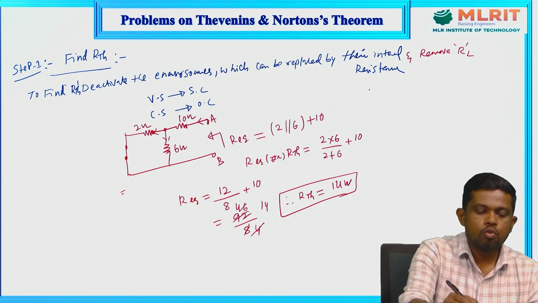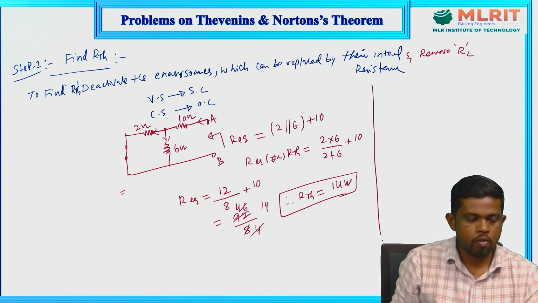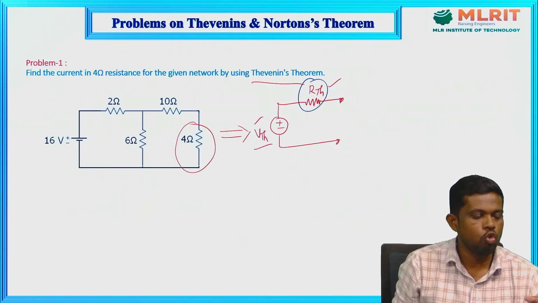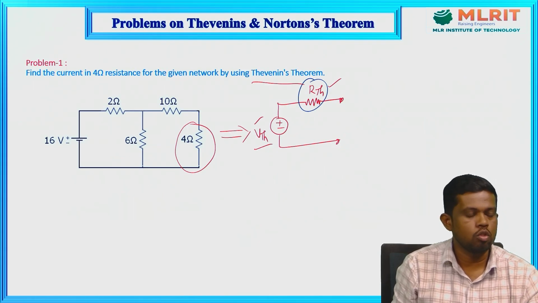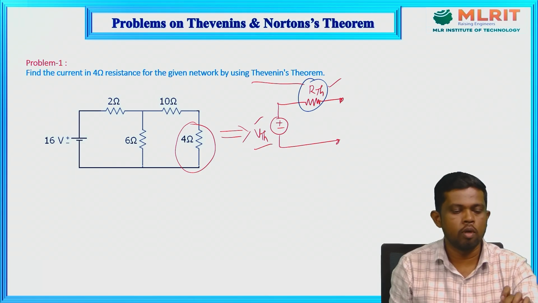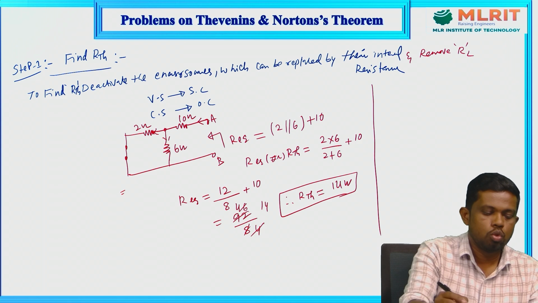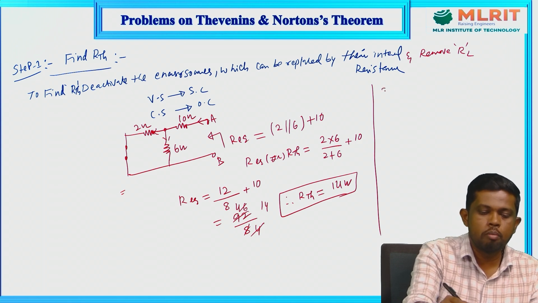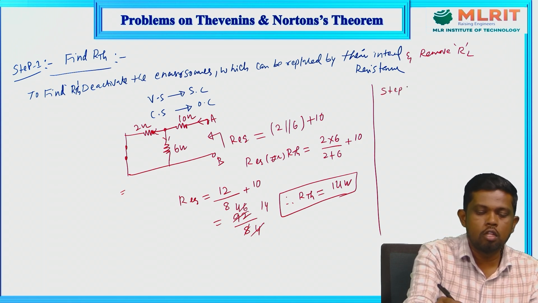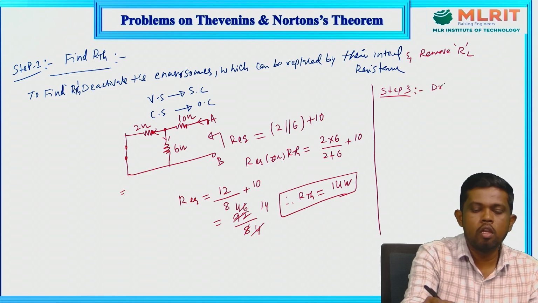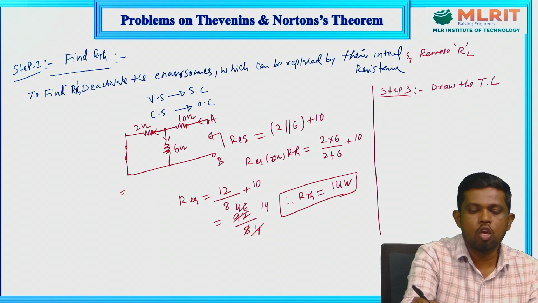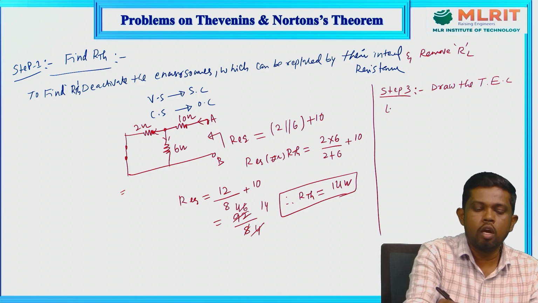Then, what is our aim? To find the current through the 4 ohm resistor. We have the VTH value and also the RTH value. Using these two parameters, we draw the Thevenin's equivalent circuit. That is step number 3 in the Thevenin theorem: draw the Thevenin's equivalent circuit to find the IL value.